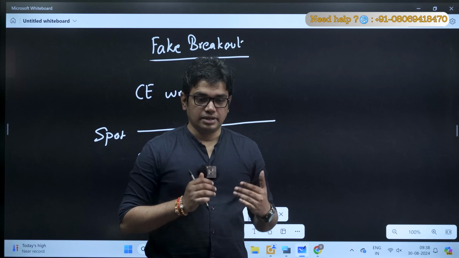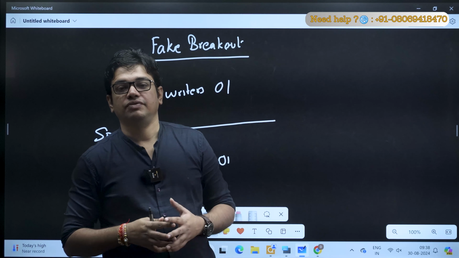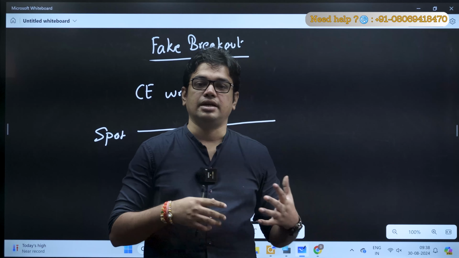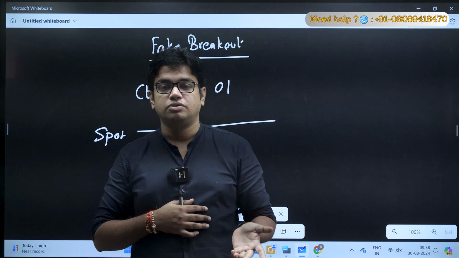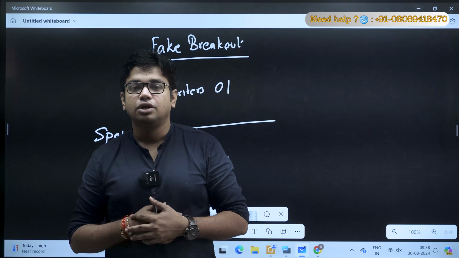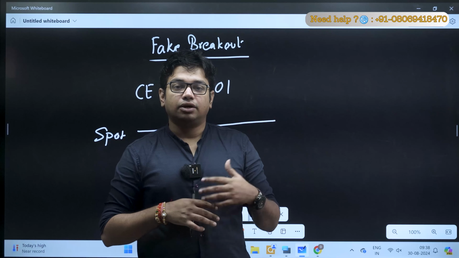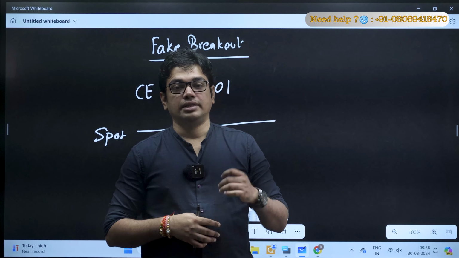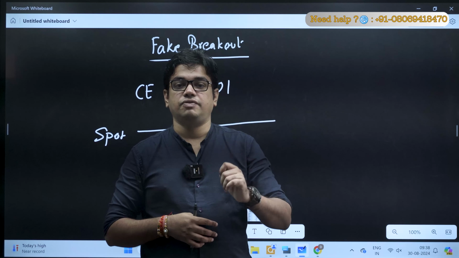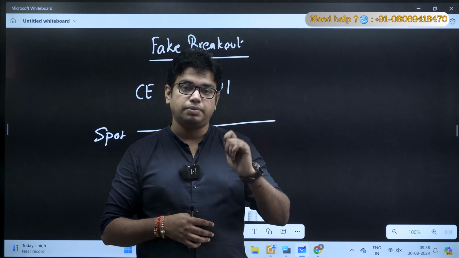If the weekly expiry is near, let's just say today is Tuesday, tomorrow is Wednesday, and on Wednesday Bank Nifty expiry happens. So if the expiry date is tomorrow, then you will see a vast difference in the pricing.